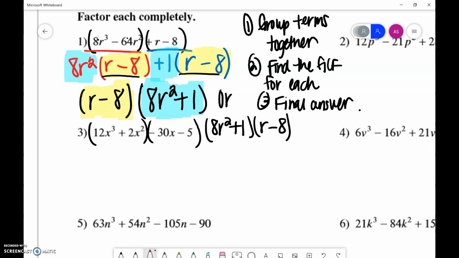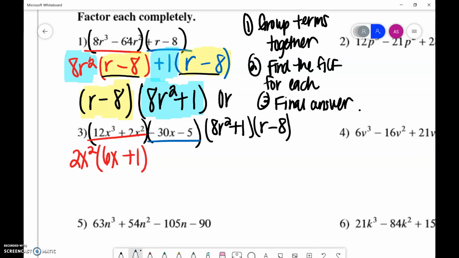I want to find my GCF from 12x cubed and 2x squared. That's going to be 2x squared. Then I'm going to ask myself 2x squared times what will give me 12x cubed. That's going to be 6x. And then 2x squared times what will give me 2x squared. That's going to be 1. So that's my first set.